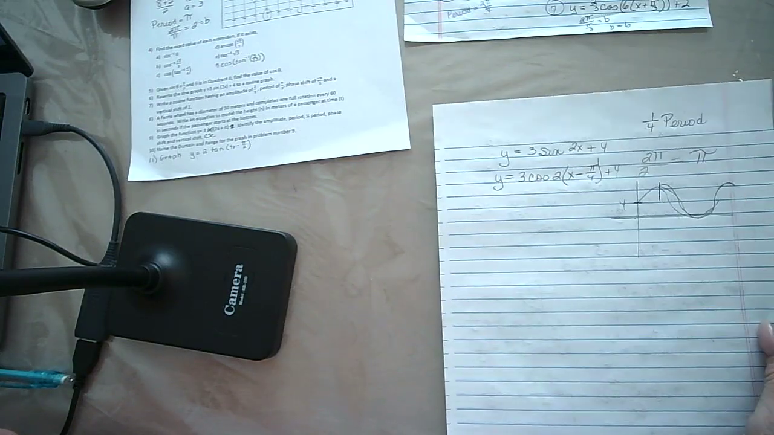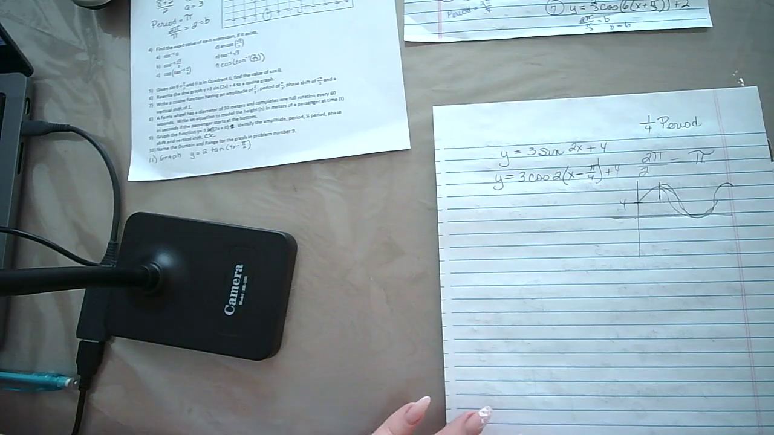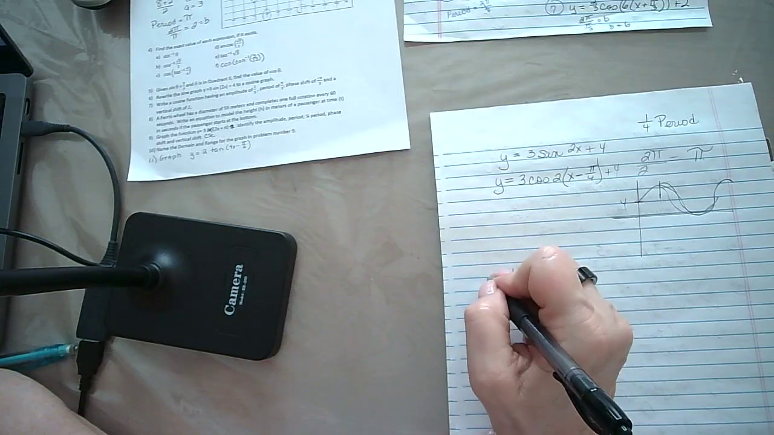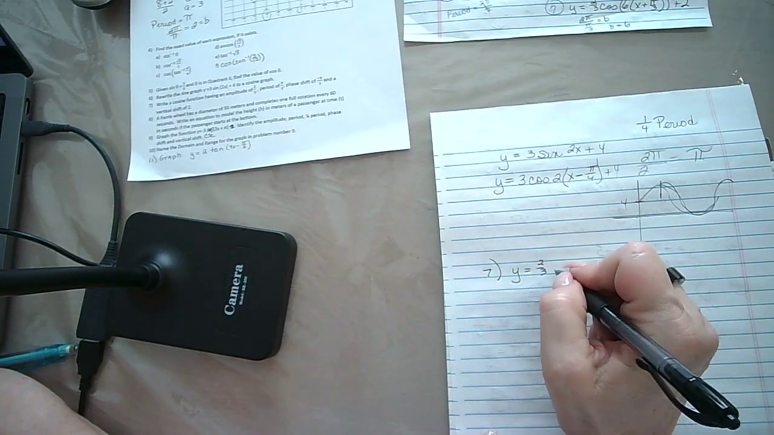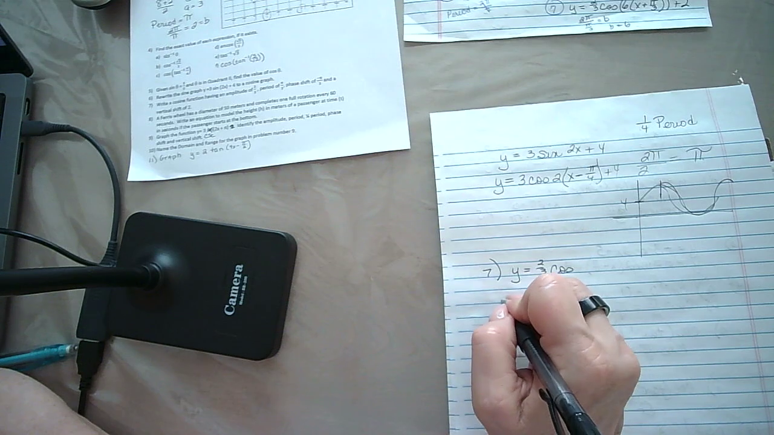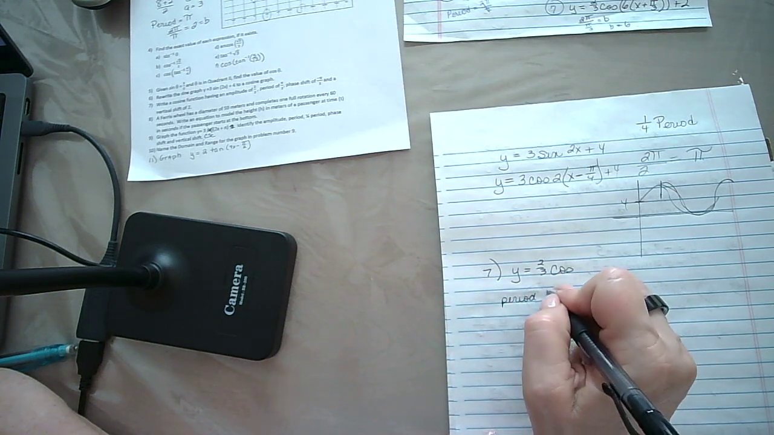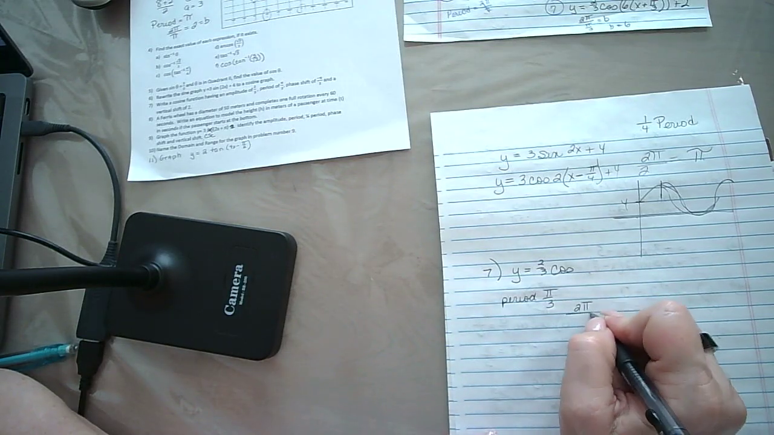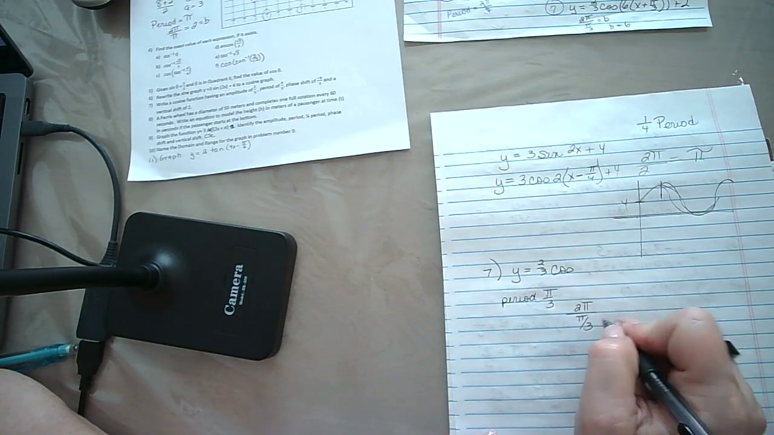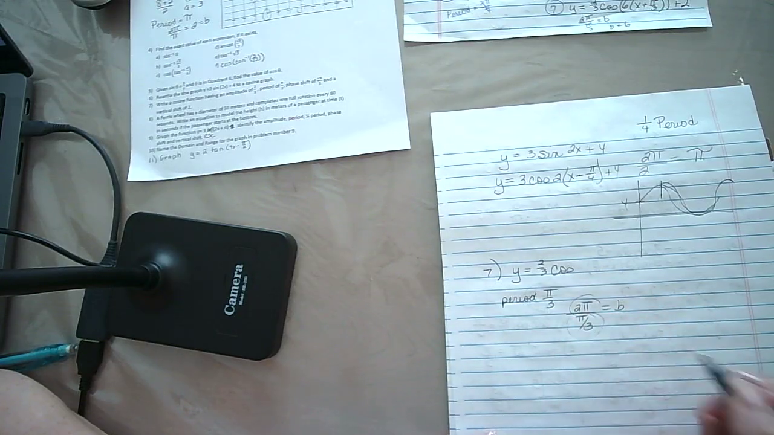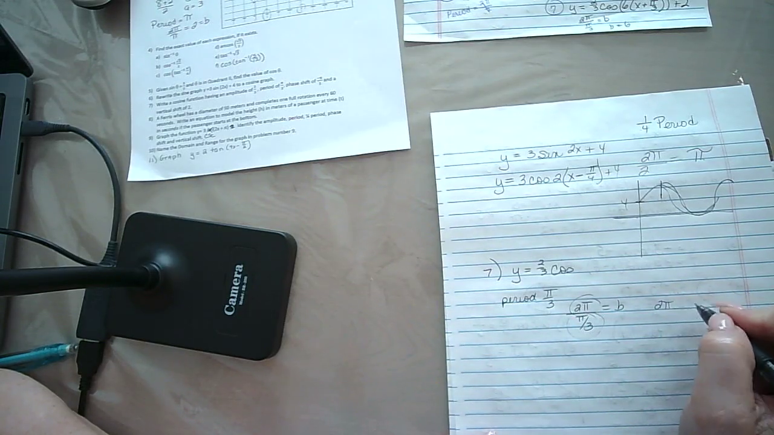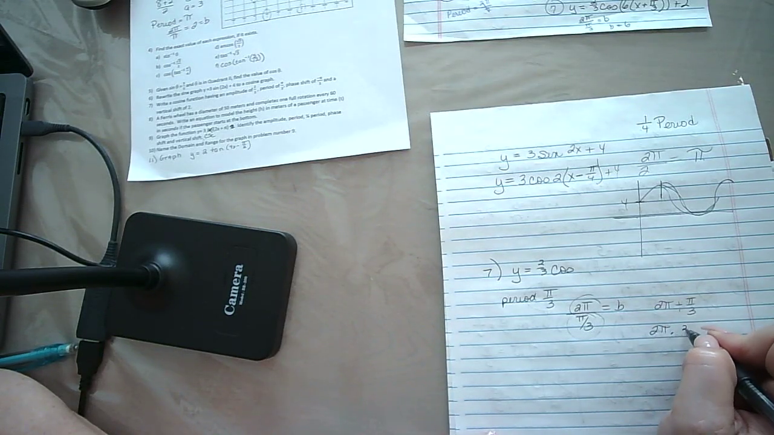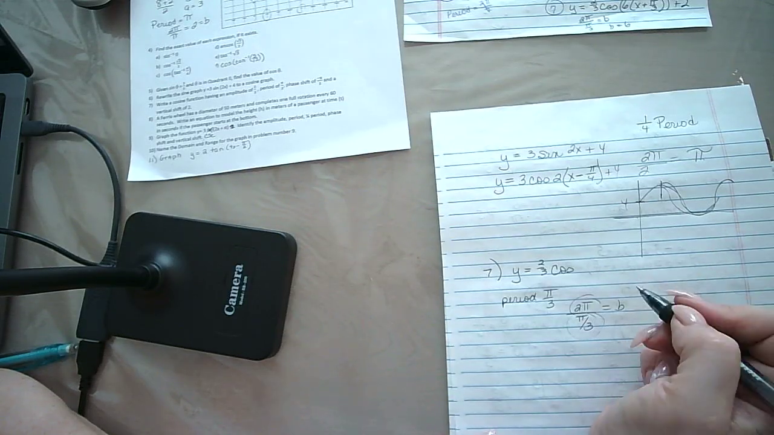And number 7, write a cosine function having an amplitude of 2/3. So y equals 2/3. Period of pi over 3. Okay, so I have to find my b again. 2 pi divided by the period equals b. Guys, please know how to do this math. It's 2 pi divided by pi over 3, which means 2 pi times 3 over pi. This cancels out, so this is going to be 6.